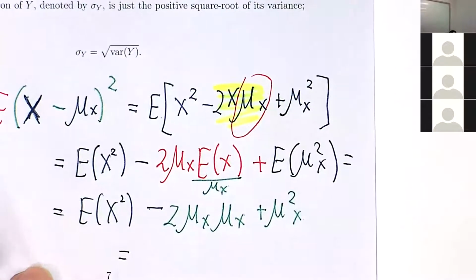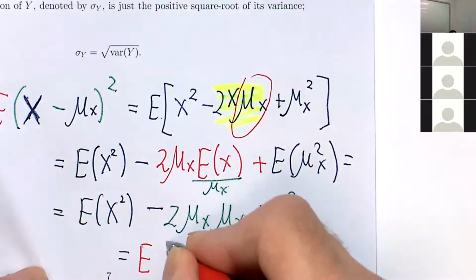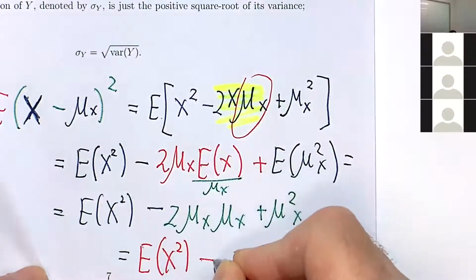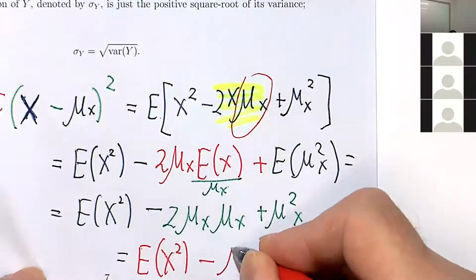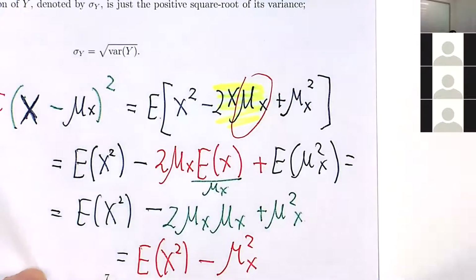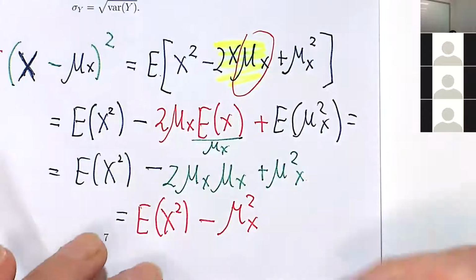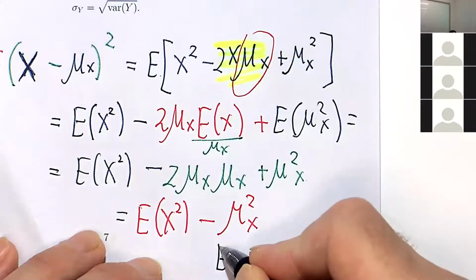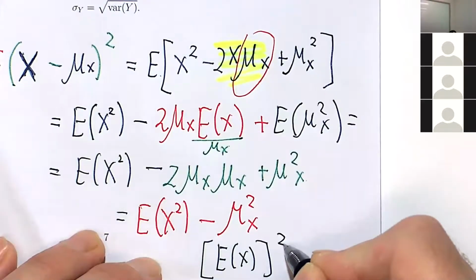And finally, mu x times mu x is mu squared x. And we'll finally get the expression, the working formula for the variance. So this is expected value of x squared minus mu squared of x. What is mu squared of x? Mu squared of x is nothing else but expected value of x squared.